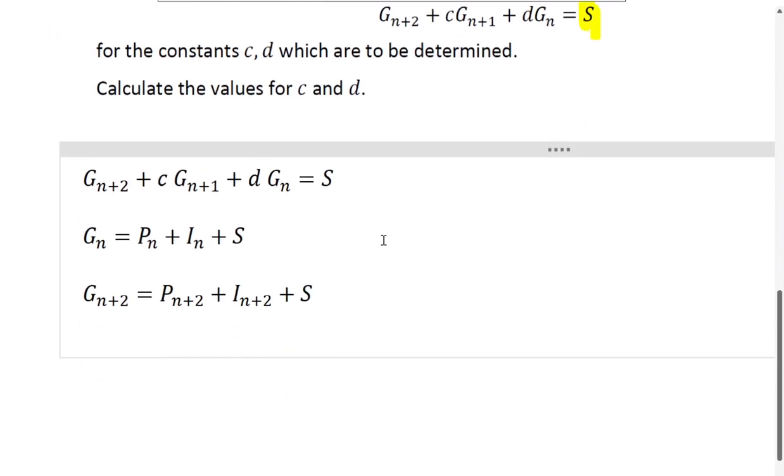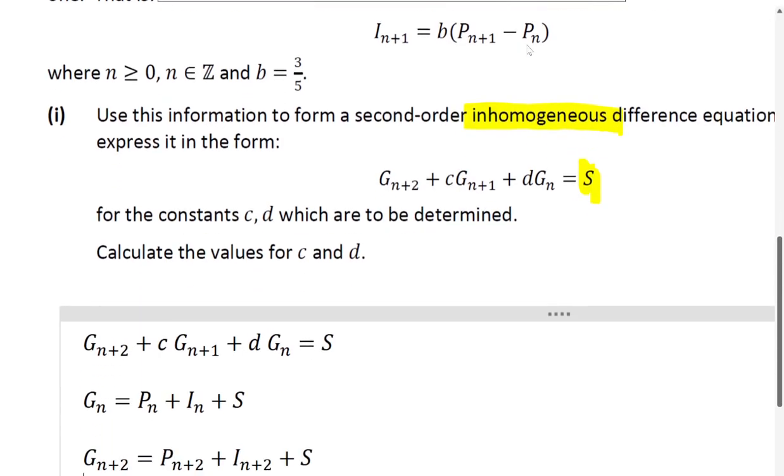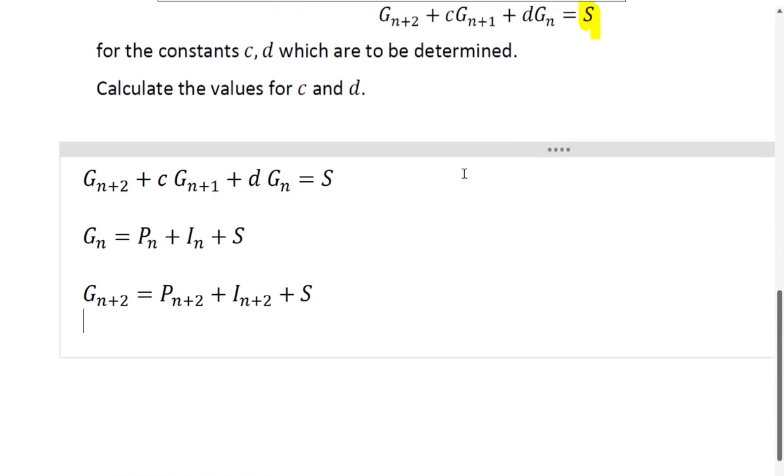So first things first, we want to get rid of this P n plus 2. Looking at P n plus 1 is A g n. I'll use the highlighter pen. So P n plus 1 is A g n, and A is 15/16. I'm going to leave A as A because I couldn't be bothered writing out 15/16 every time. So P is 1 more than the G is how I think of it. But we want P n plus 2.